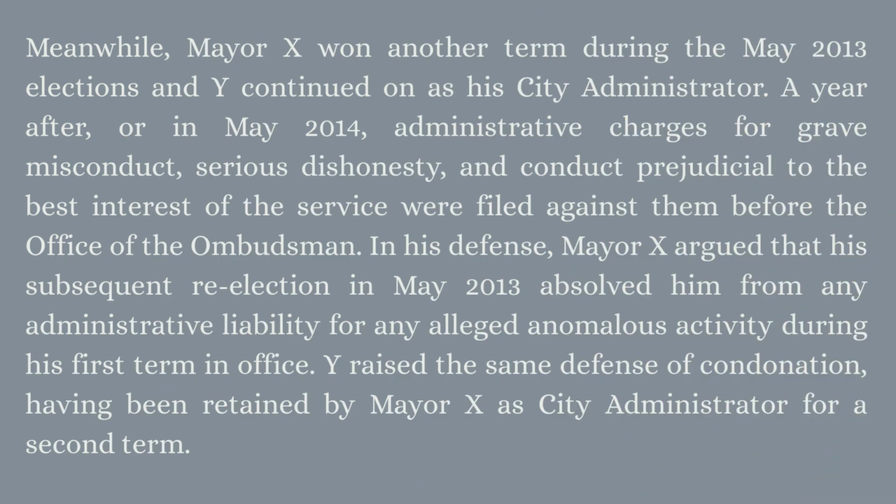Meanwhile, Mayor X won another term during the May 2013 elections and Y continued on as his city administrator. After a year, or in May 2014, administrative charges for grave misconduct, serious dishonesty, and conduct prejudicial to the best interest of the service were filed against them before the Office of the Ombudsman. In his defense, Mayor X argued that his subsequent re-election in May 2013 absolved him from any administrative liability for any alleged anomalous activity during his first term of office. Y raised the same defense of condonation, having been retained by Mayor X as city administrator for a second term.